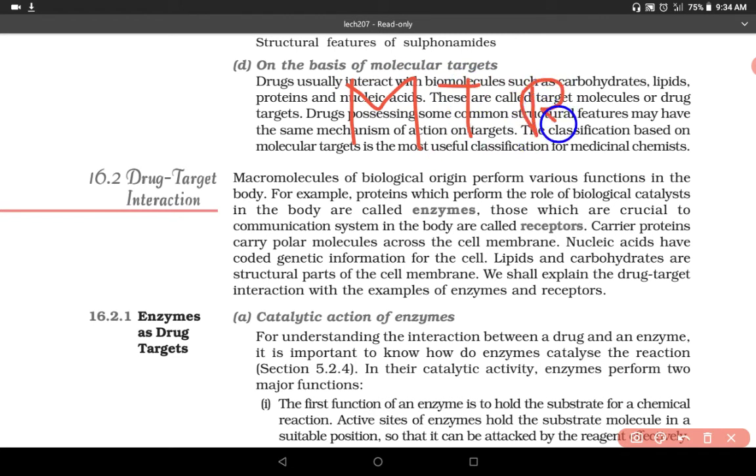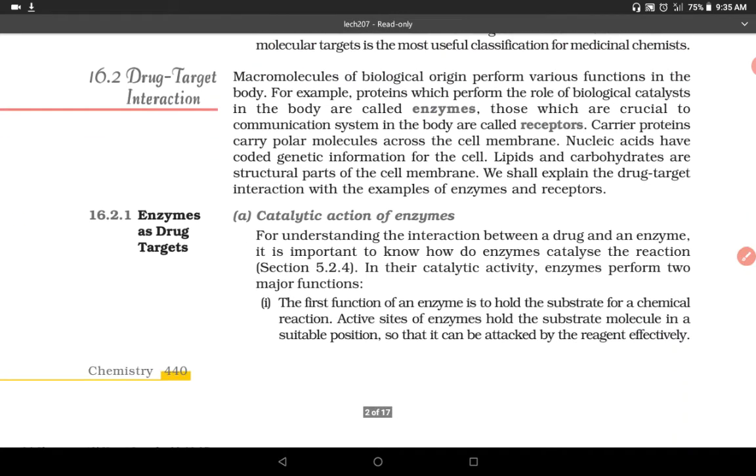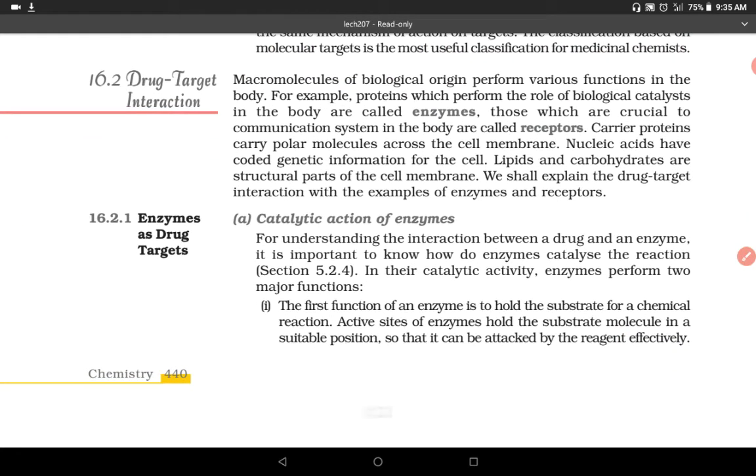MT or gulab jamun. This is the best way to remember. MT, molecular target, represents the carbohydrates, proteins, lipids, and nucleic acids. Drug target interaction: macromolecules of biological origin perform various functions in the body. For example, proteins perform the role of biological catalysts in the body, called enzymes.